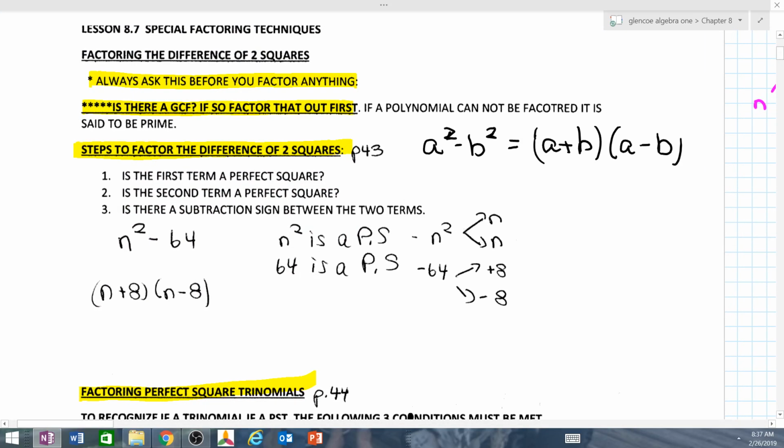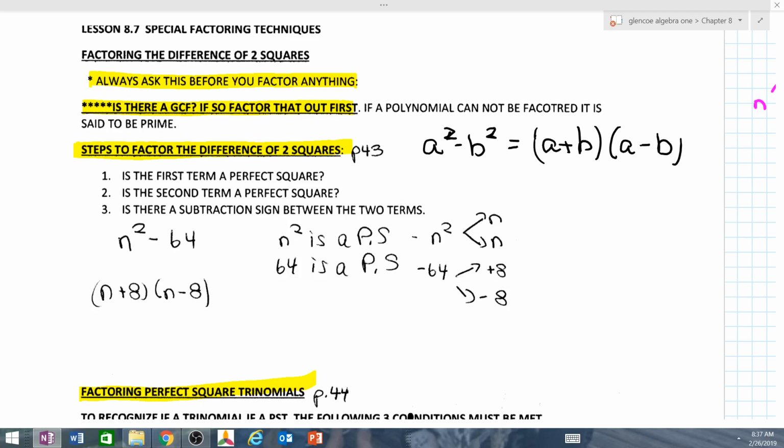Always ask this before you factor anything. Exactly what I just said. Is there a GCF? If so, factor that out first. If a polynomial cannot be factored, remember it is said to be prime. I would write this down. The steps to factoring the difference of two squares.